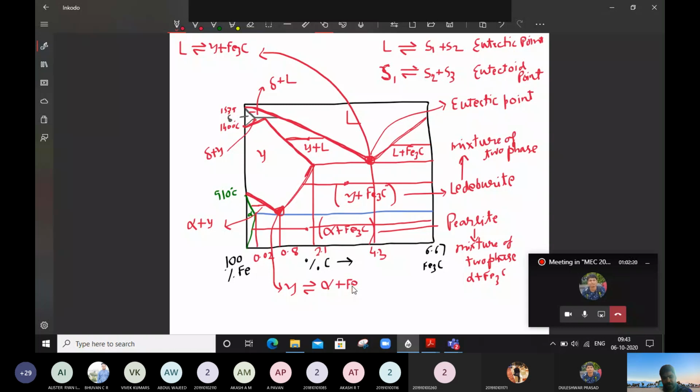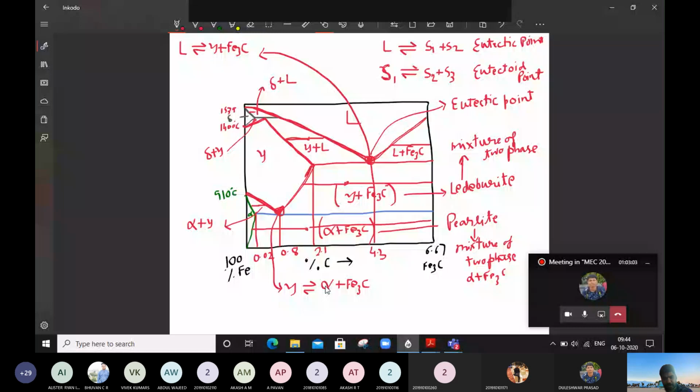Now tell me which point this will represent. What will this point be known as? Here one solid is going to give two different solids. So what point will this represent? When one solid is going to give two different solids, then that point is known as eutectoid point.